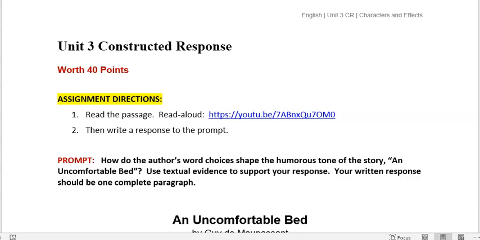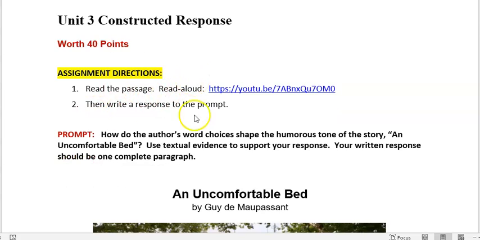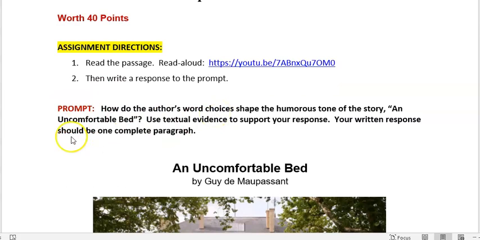All right, this is a Unit 3 constructed response help video. So here's the Unit 3 CR Word document, the assignment document. Read the passage, then write a response to the prompt. Here's our prompt: How do the author's word choices shape the humorous tone of the story An Uncomfortable Bed? Use textual evidence to support your response. Your written response should be one complete paragraph.